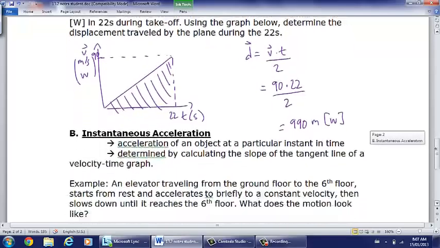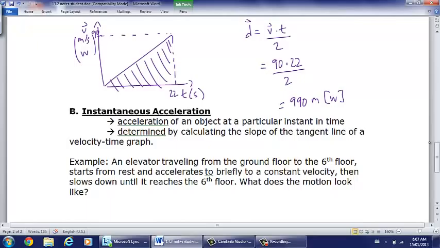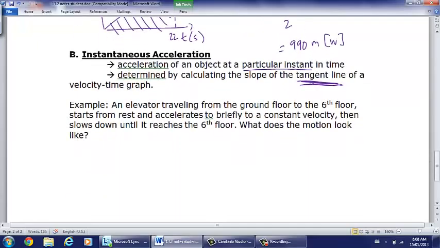Now we're going to look at instantaneous acceleration. So this is when the acceleration is changing. It is the acceleration of an object at a particular instant in time, and it's determined by calculating the slope of the tangent line. So for example, if we read this, an elevator traveling from the ground floor to the 6th floor starts from rest, accelerates briefly to a constant velocity, then slows down until it reaches the 6th floor. So what would this motion look like?